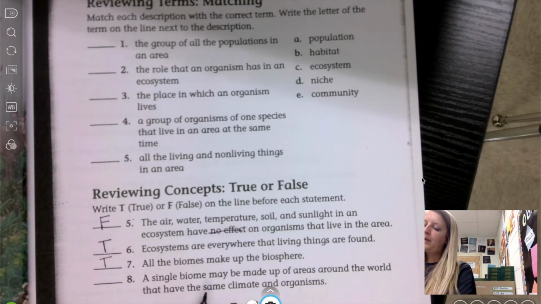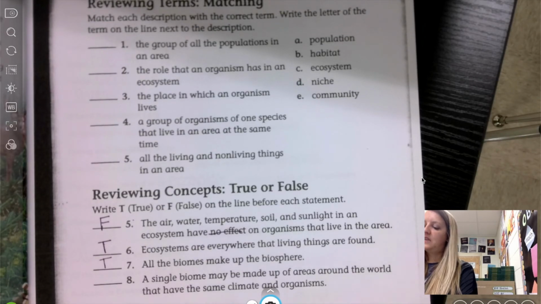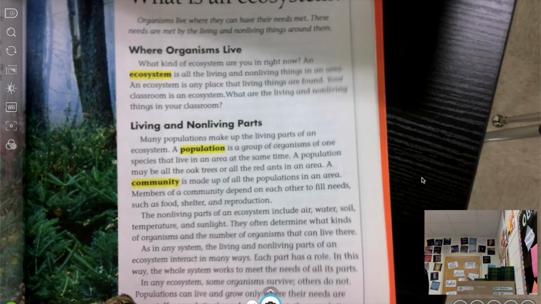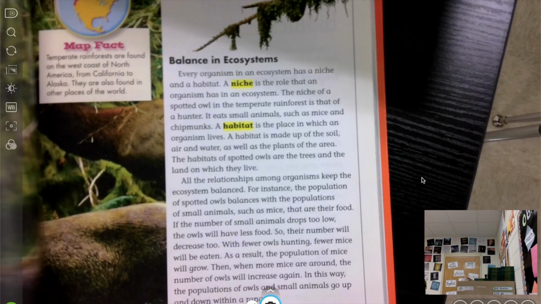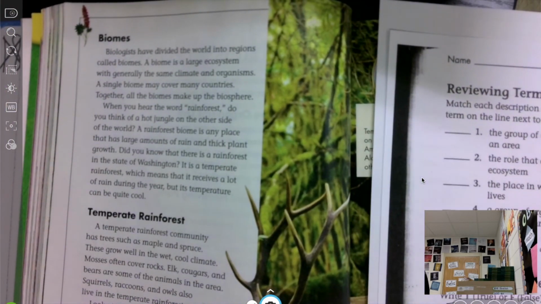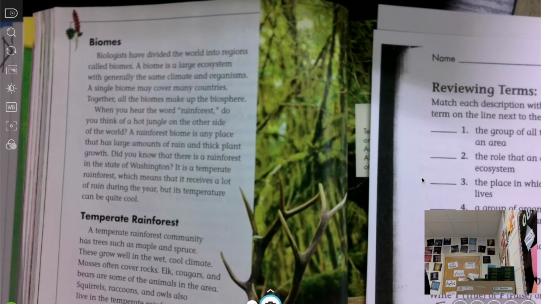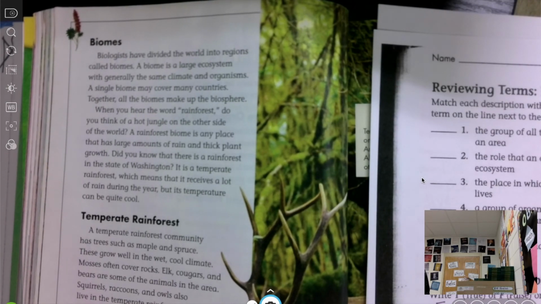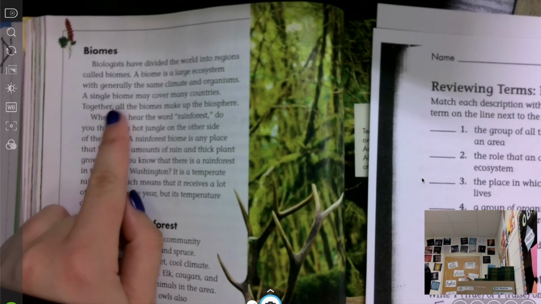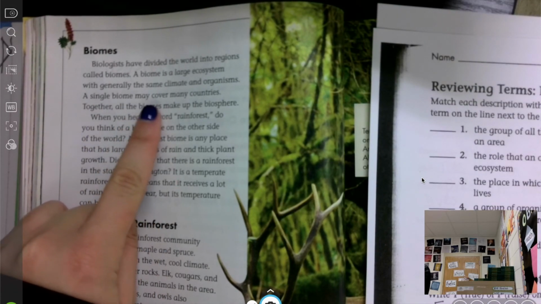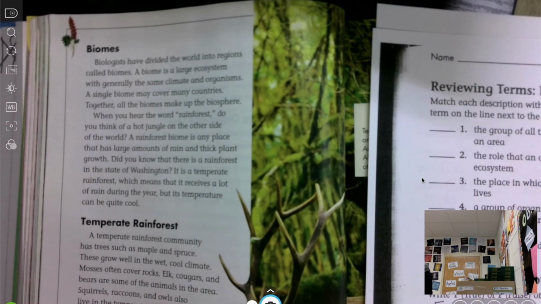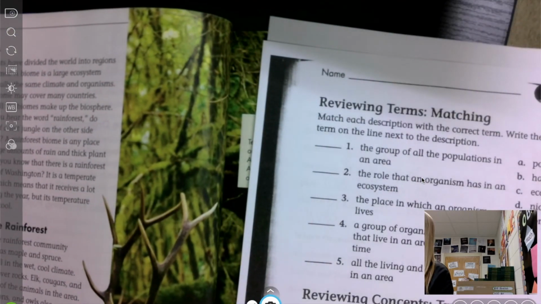A single biome may be made up of areas around the world that have the same climate and organisms. Just going into our section on biomes, you can look for that answer. So it says a single biome may cover many countries. So I know that that is true.